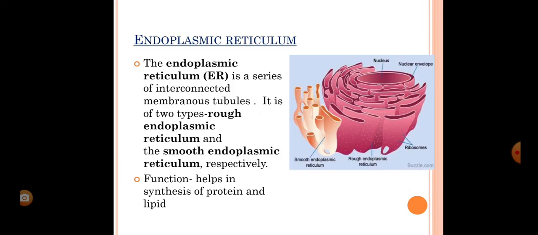Our next cell organelle is the endoplasmic reticulum. From the diagram you can see a series of interconnected membranous tubules, and two types of endoplasmic reticulum are present inside our cell: rough endoplasmic reticulum and smooth endoplasmic reticulum. What is the function of the endoplasmic reticulum? It helps in protein and lipid synthesis.